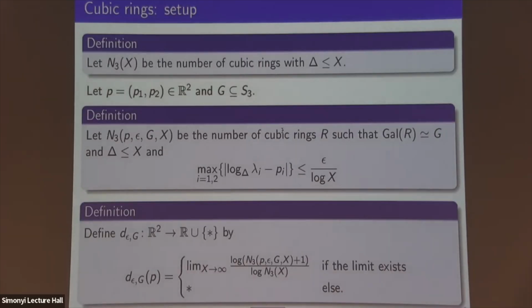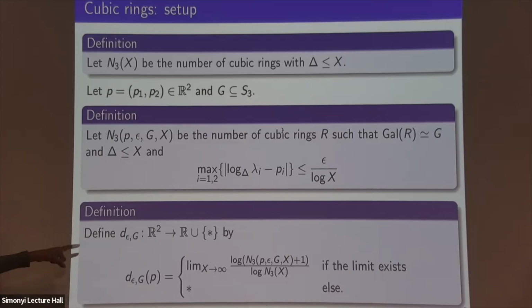Okay, so now we have these two numbers and we want to compare them. I define a density function in the following way. An old theorem of Davenport-Heilbronn says that this term, N3 of X, is some constant times X approximately. And I expect this number to be approximately some constant times X to the power of alpha. What I want to extract is that number alpha.